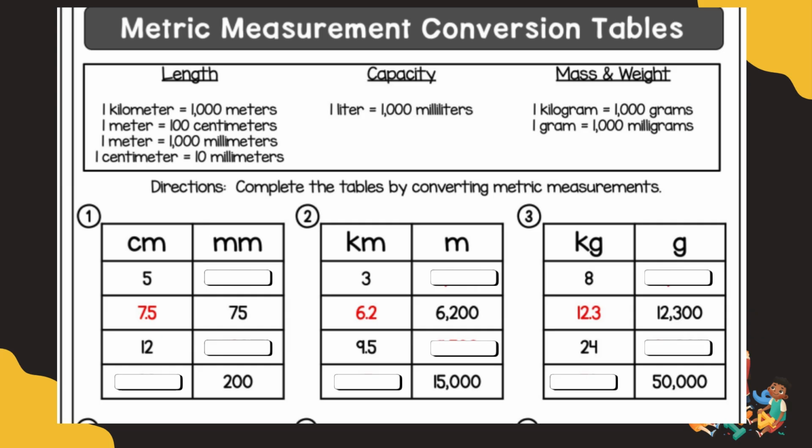For 24 kilograms, we're going to multiply by 1,000, meaning we're going to shift our place value 3 places to the right. For 50,000 grams, we're going to divide by 1,000, meaning we're going to shift the place value 3 places to the left to get the amount of kilograms.